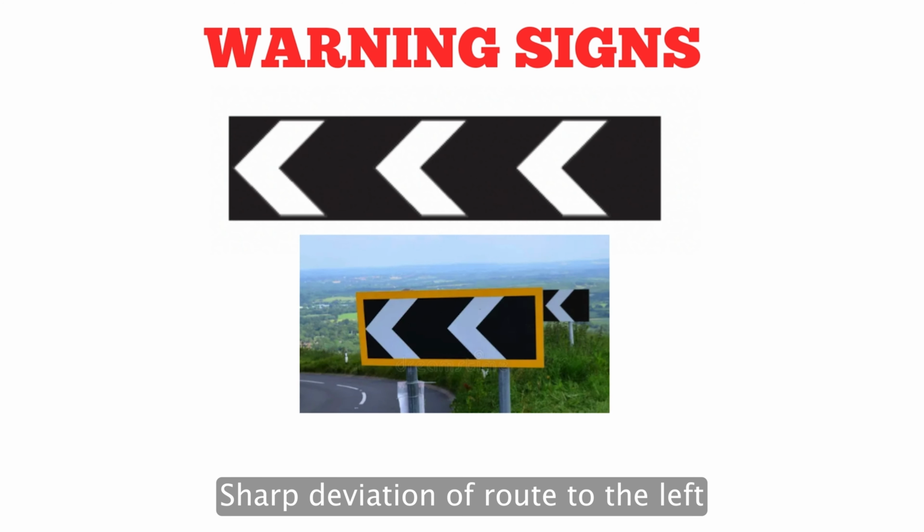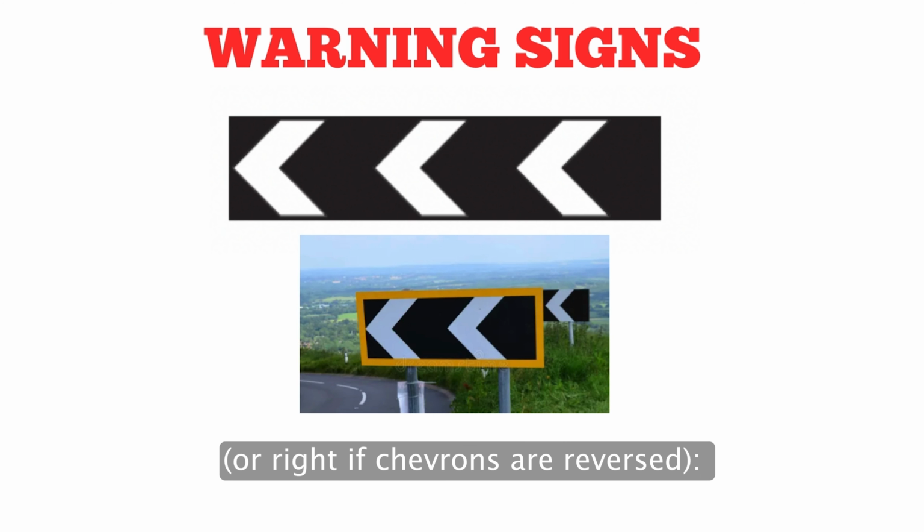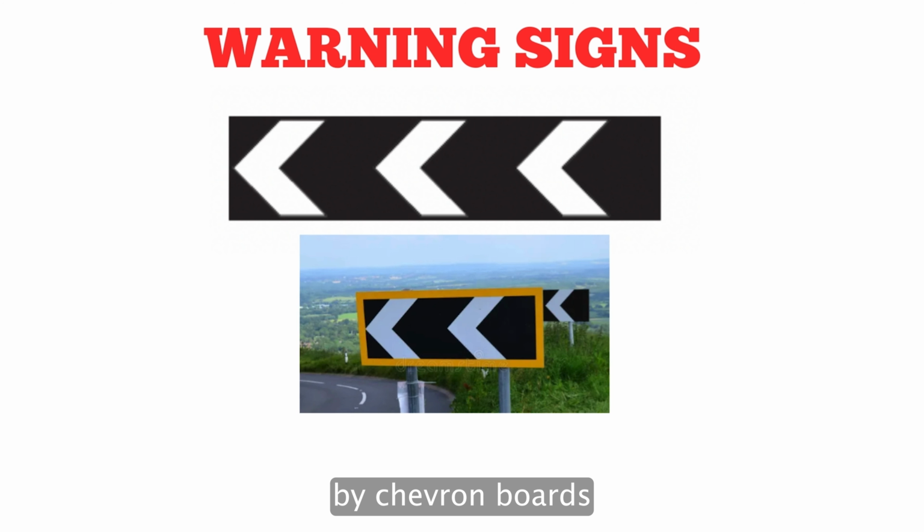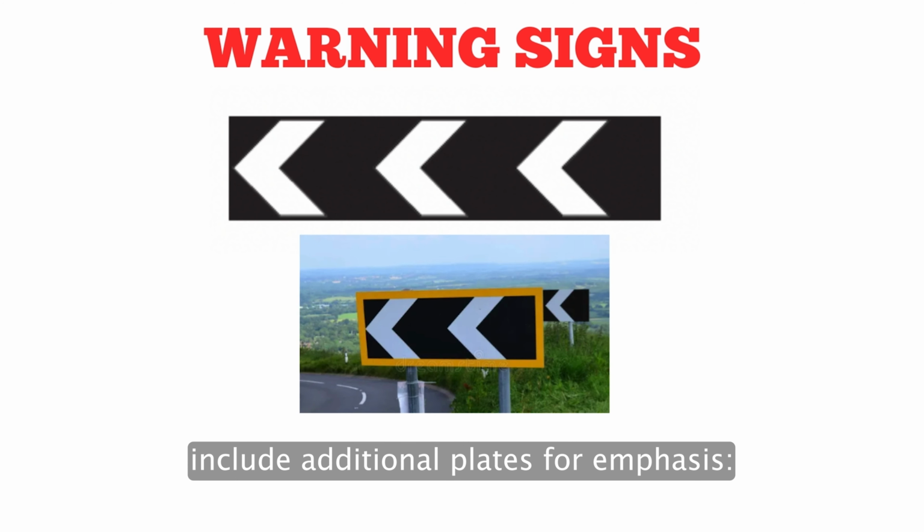Sharp deviation of route to the left or right if chevrons are reversed indicates a sudden change in direction, often marked by chevron boards to guide drivers safely. Some warning signs include additional plates for emphasis.